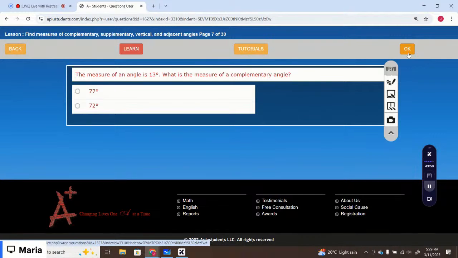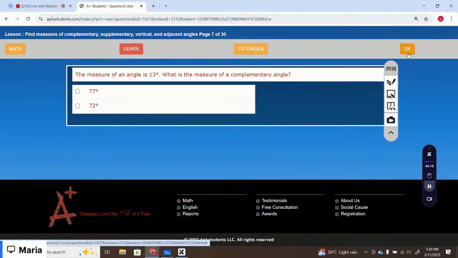The measure of an angle is 13 degrees. What is the measure of the complementary angle? So which is the correct option? The correct option is 77 degrees. Option number one is the correct option.